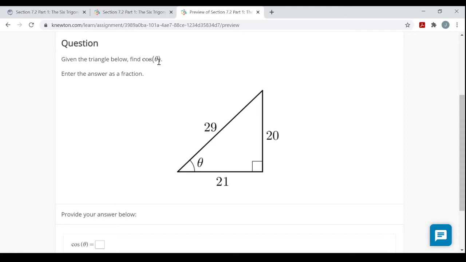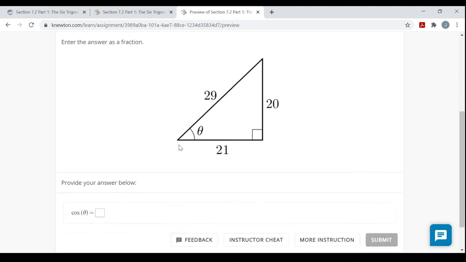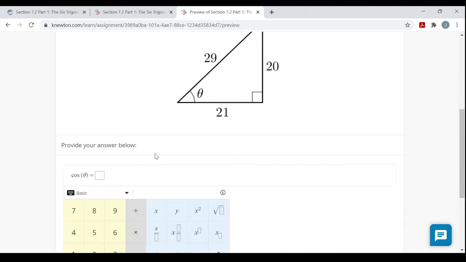So another one where we're asked to find the cosine of theta. So here's theta. The opposite length is 20. The adjacent length would be 21. The hypotenuse, right, side opposite the 90-degree angle would be 29. Cosine, COS, cosine of an angle is adjacent over hypotenuse. So 21 over 29, 21 29ths.